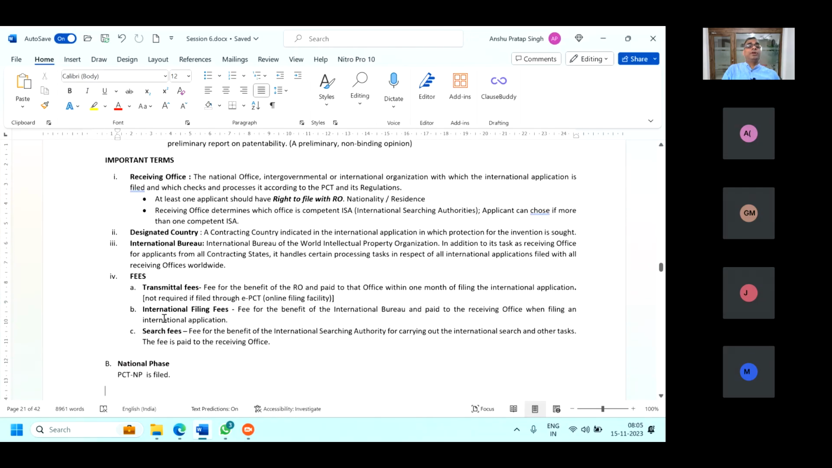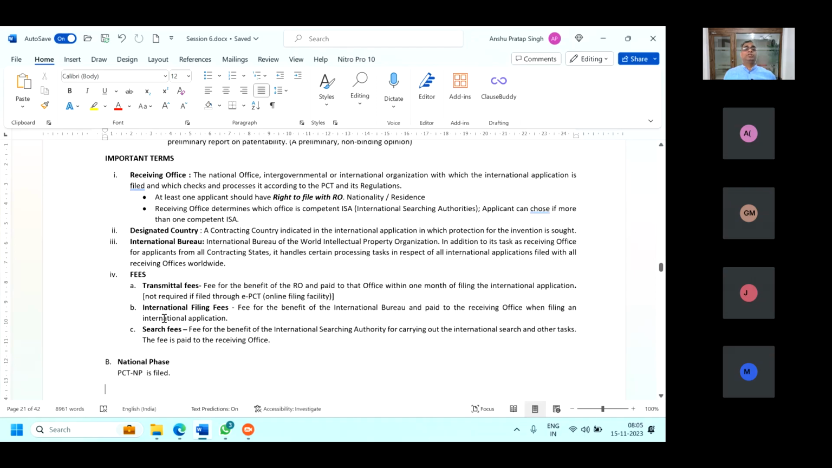What are the important terms with respect to this? Receiving office. What is a receiving office? This is a national office, intergovernmental or international organization with which the international application is being filed and which checks and processes it according to the PCT and its regulations. This is called the receiving office.